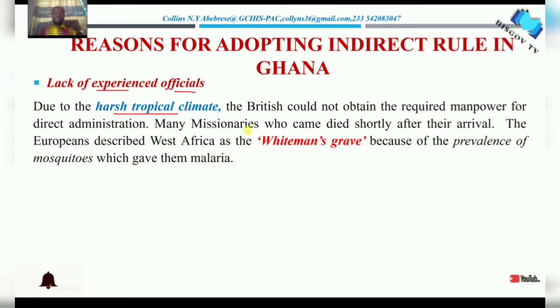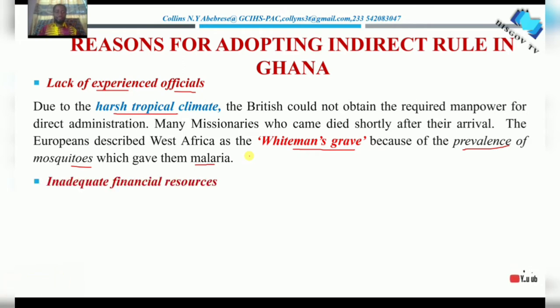Now, interestingly, these Europeans described West Africa as a white man's grave because of the prevalence of what? Mosquitoes, which gave them malaria. The Europeans could not withstand mosquitoes as Africans could. And so they were dying because of malaria. Because of that, the British could not obtain the required manpower for direct administration. Okay, so they couldn't have the people to directly rule the colonies. And so they had to find a way to rule the people with less personnel.